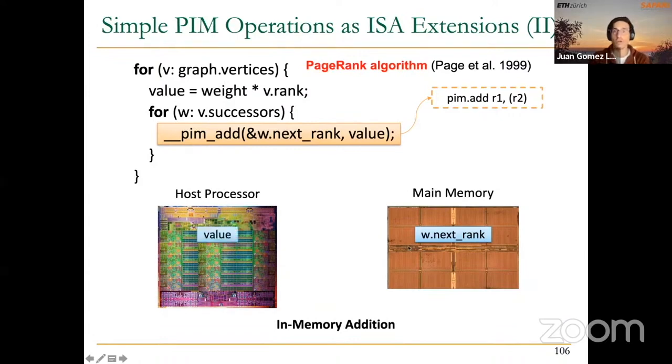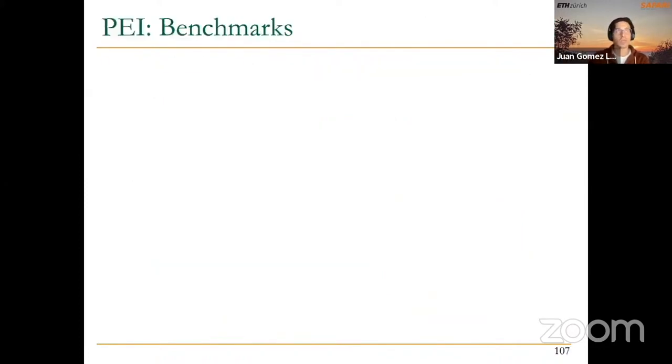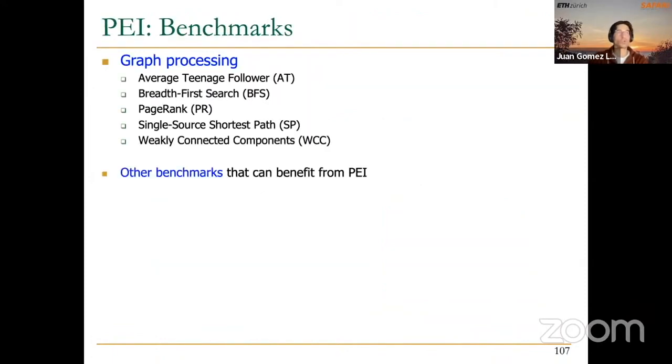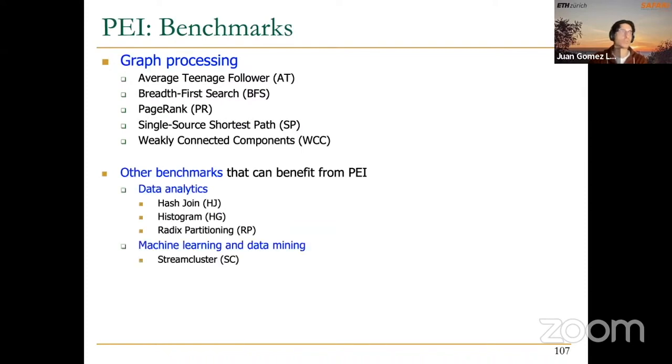And in this case, instead of having to read 64 bytes, operate, and then write back 64 bytes, what we can do is just send the value, the number that we have to add, to the main memory and perform the addition there. Good thing is that instead of reading and writing 64 bytes, we just send 8 bytes to memory, and we are done. And the PEI paper shows very nice results for different graph processing algorithms, but also other benchmarks from data analytics, from machine learning and data mining, etc.